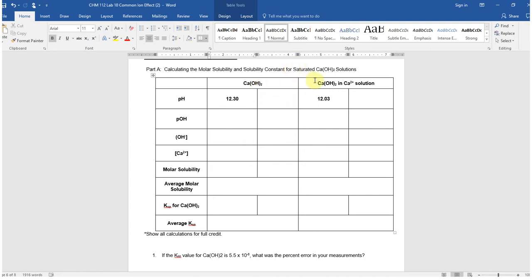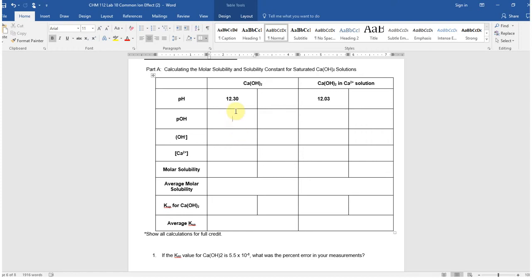So as you are getting your pH values, you're going to get one. You're going to clean the pH meter, and then you're going to get another value. You're going to do the same thing with something that's had either sodium hydroxide or calcium chloride added, a common ion. And so you're going to get your pH values for both the solution by itself and with a common ion that's been added. Okay? And then you're going to go back to your station and you're going to do your math.